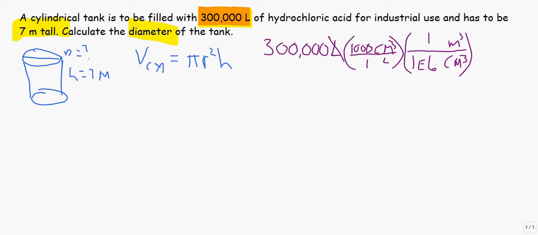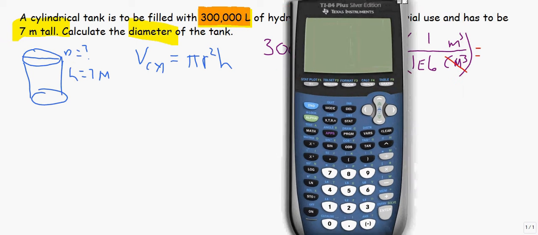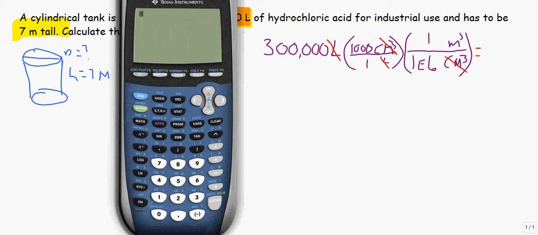So liters cancels out. I'll do this in a different color. Liters cancels out. Cubic centimeters cancels out. That leaves me in units of cubic meters. And now all I have to do is make that calculation. And I'll just bring in the handy-dandy calculator here.